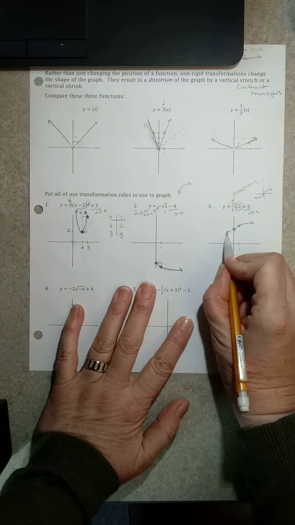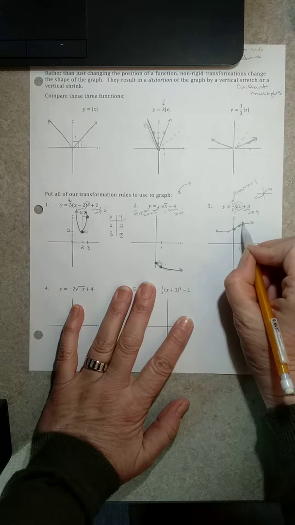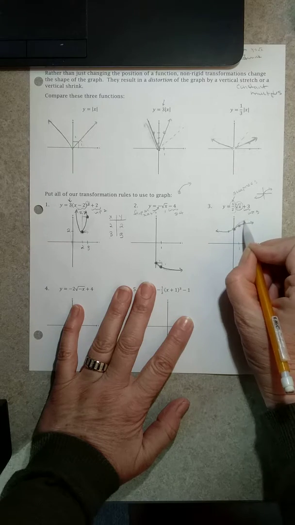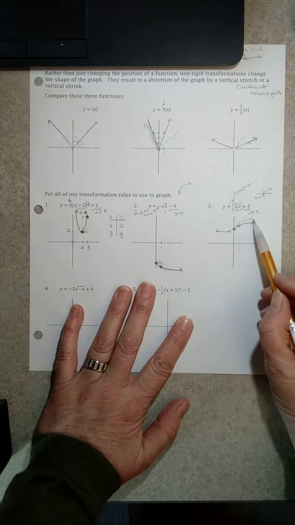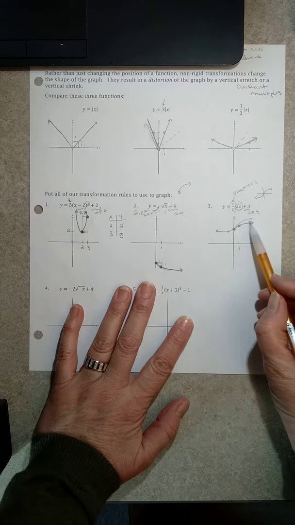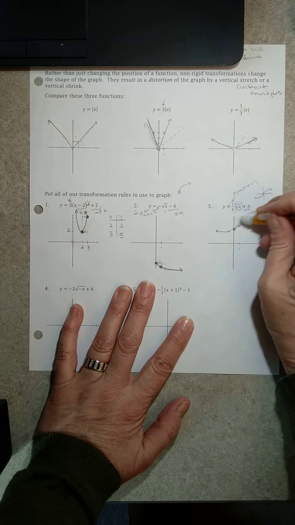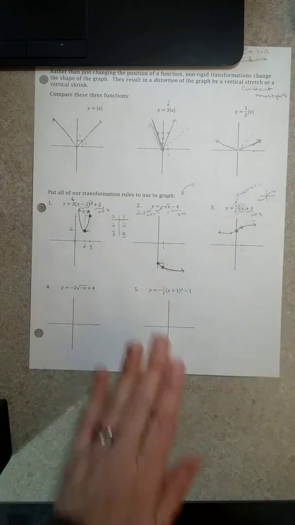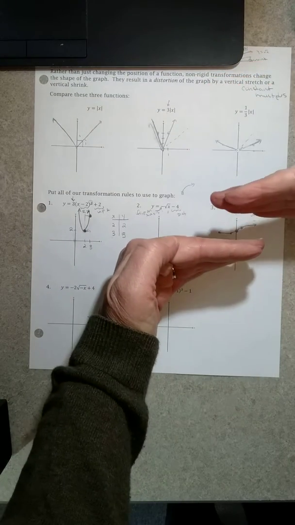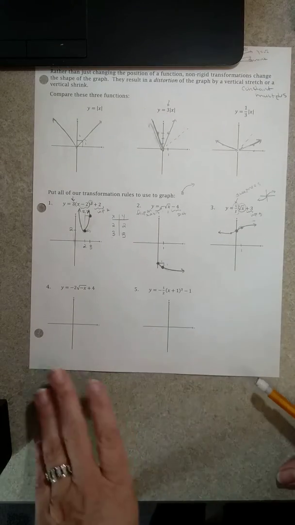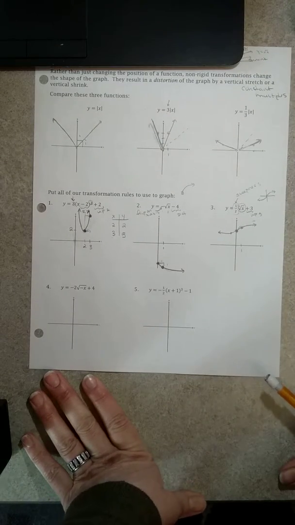There's that symmetry. So I'm just going to draw it. What it would look like if the 1/2 wasn't there, it would be more like this. The 1/2 is pulling things closer to the x-axis, taking it and sort of squishing it in and dampening the height of it.